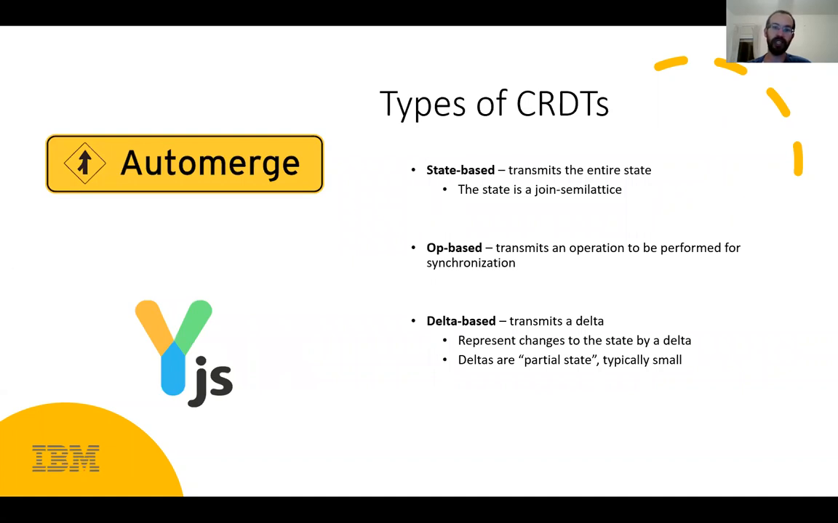We have three main kinds or families of CRDTs. The first one is called state-based, in which the entire state is sent over during the synchronization phase, and this state is a join-semilattice object. Then we have the op-based approach, in which an operation is sent during the synchronization. And finally, we have the delta-based CRDT approach, in which not an op is sent and not the entire state is sent, but rather a small partial state is sent, which is called a delta. And this partial state or delta is typically small. This is the main focus of our project.